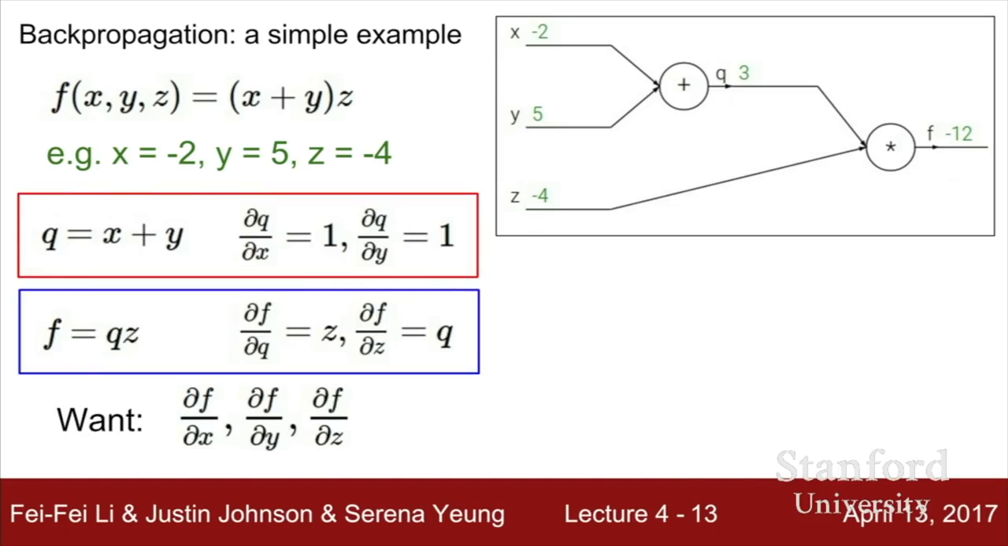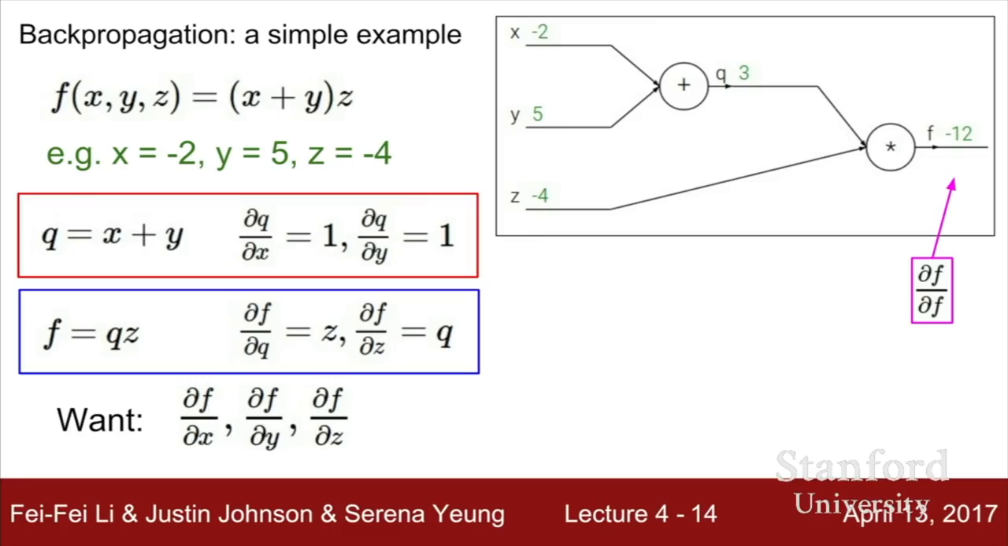So here, we want to give every intermediate variable a name. Right? So here I've called this intermediate variable after the plus node q. And we have q equals x plus y. And then f equals q times z using this intermediate node. And I've also written out here the gradients of q with respect to x and y, which are just 1 because of the addition. And then the gradients of f with respect to q and z, which is z and q respectively because of the multiplication rule. And so what we want to find is the gradients of f with respect to x, y, and z.